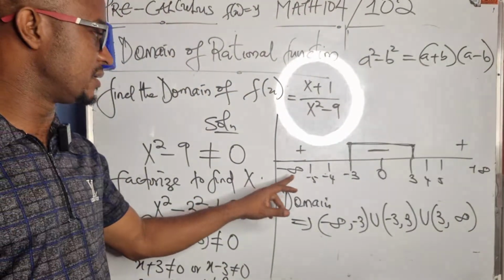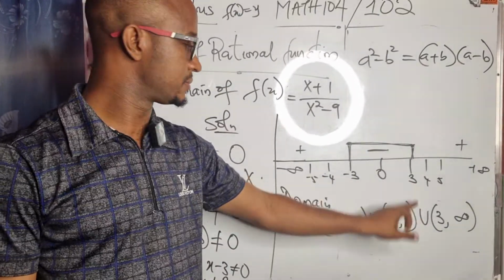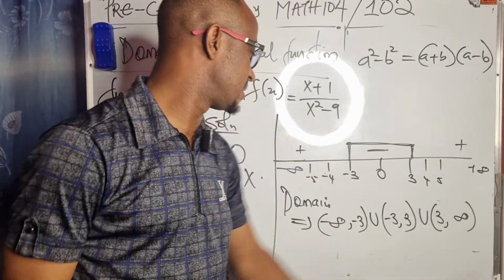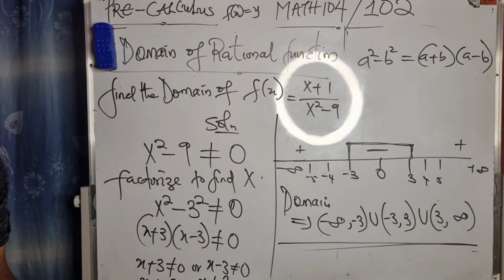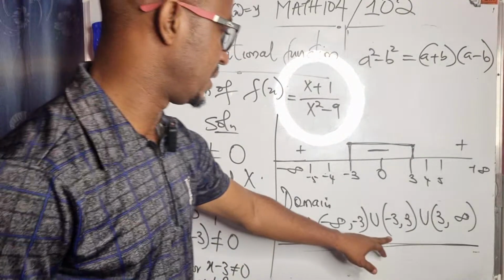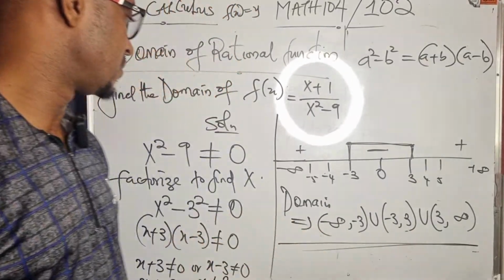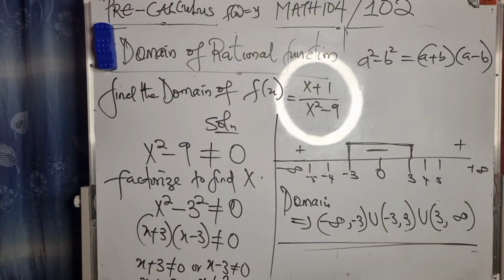So minus infinity to minus 3, which is this. Then minus 3 to 3, which is this. Then from that same 3 to positive infinity. So this is the domain of this function. These are the permissible values of x that can define the function, apart from minus 3 and 3. So this is the domain of this function. I hope we are following. Now let's see another example.